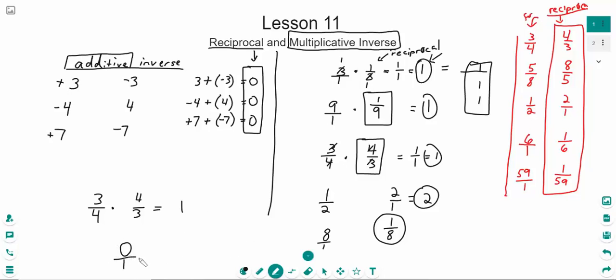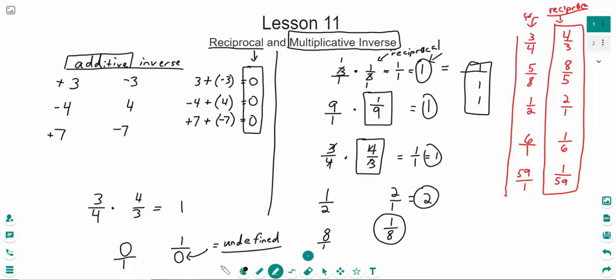But what's the reciprocal of this? Well, what did we just say? To find the reciprocal, you have to flip it. So if we flip it, we have 1 over 0. Now we have a problem, because the 0 is in the denominator. And if it's in the denominator, as you recall, this is undefined.